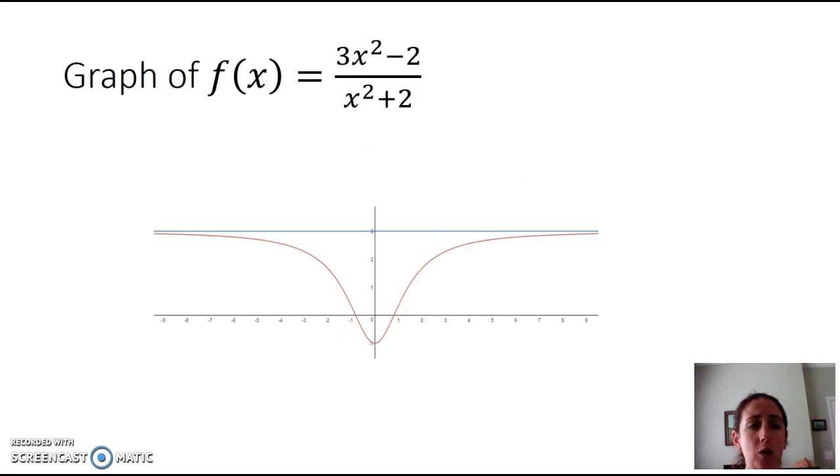So let's take a look at the graph of this function. And as you can see, as x is increasing without bound, going off towards positive infinity, it looks like the function is getting really close to this horizontal line y equals 3, and the same thing as we're going down this way towards negative infinity.